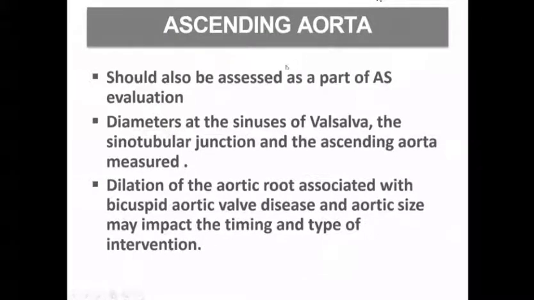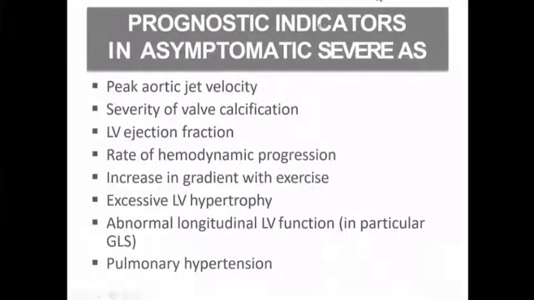Next important part is the associated ascending aorta, which is very important to look for in the AS patient, because dilatation, dissection, and aneurysm can be formed in the AS patient, especially with bicuspid aortic valve or in patients with Marfan or other conditions. So the diameter at the sinus, the sinotubular junction, and the ascending aorta should be measured. Dilatation of the aorta is associated with bicuspid aortic valve disease, and the aortic size may impact the timing of the intervention.